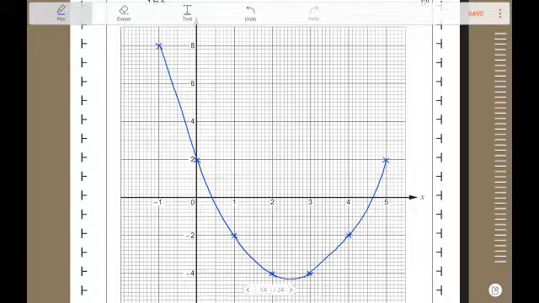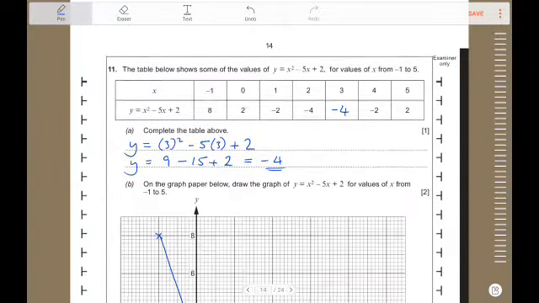One smooth curve in the quadratic graph, and you will lose marks if those crosses are slightly out. If they're one square out, you could lose marks. Okay, so make sure they're as accurate as possible. Okay, so that's working out one missing value and drawing a quadratic graph.